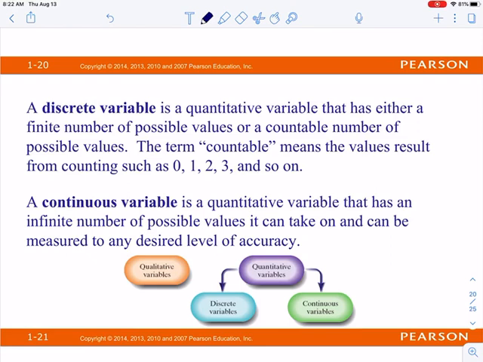A continuous variable is a quantitative variable that has an infinite number of possible values that it can take on, because it can be measured to any level of accuracy.